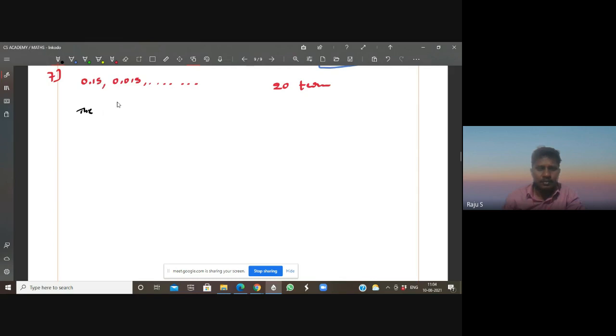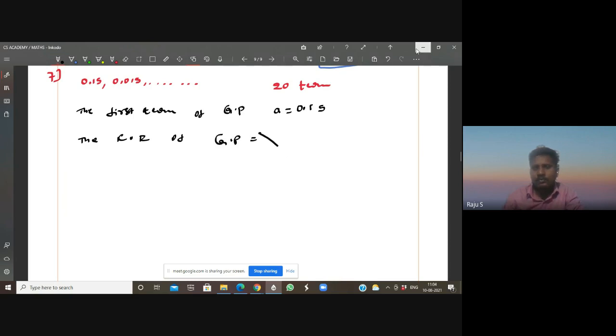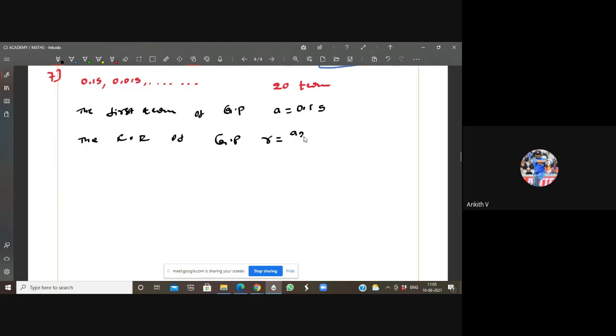In the geometric progression, the first term of the GP, a, is equal to what amount? 0.15. And the common ratio of the GP, what is the common ratio? R is equal to 0.1, sir. R is 1 by 10.